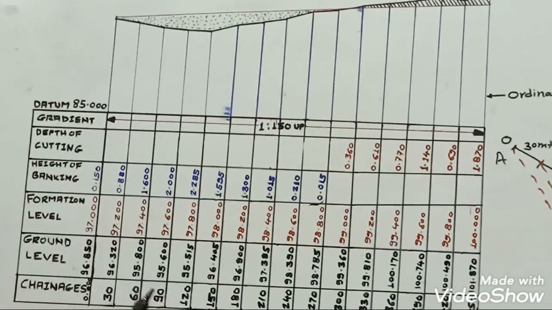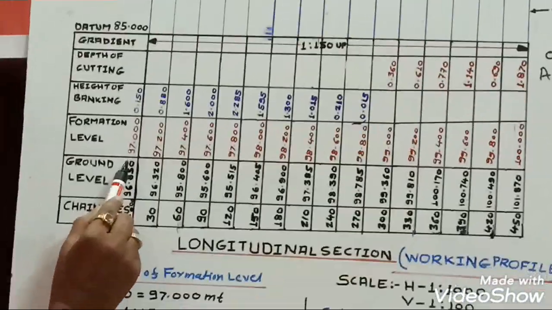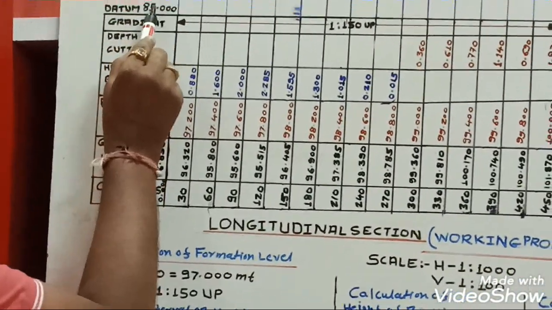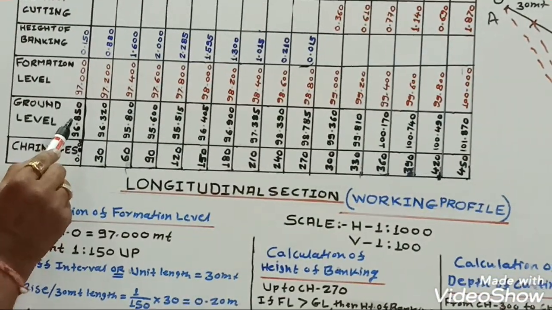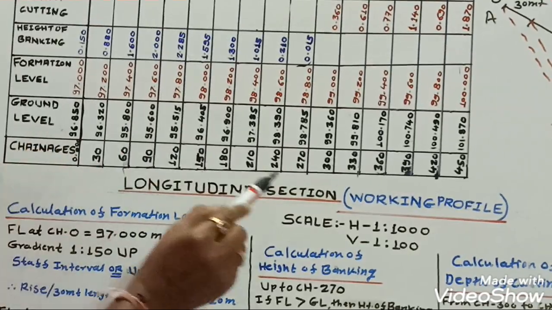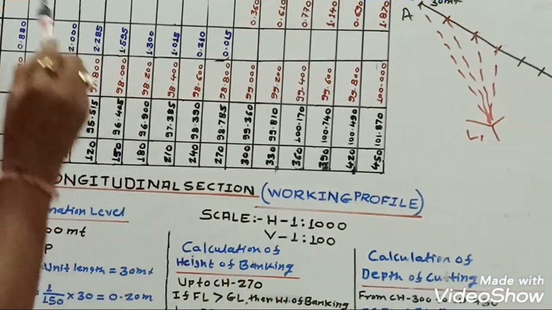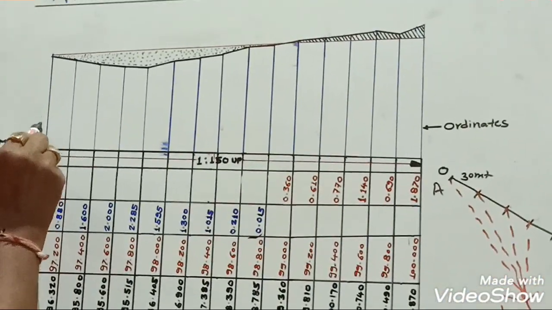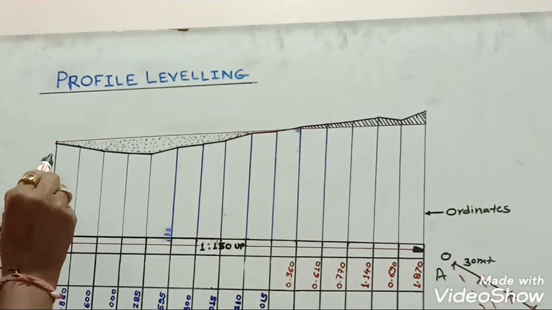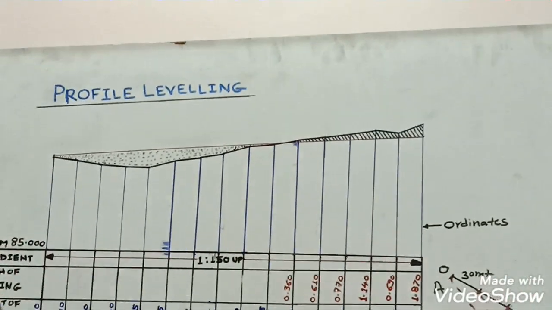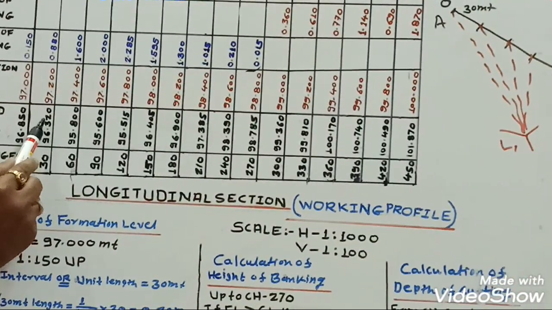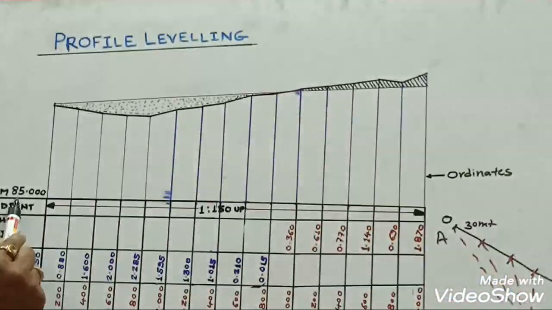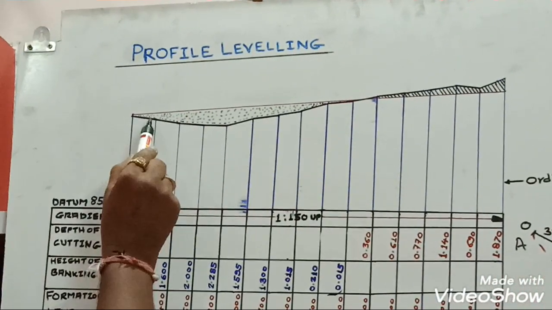For that, suppose this is 96.85 and the datum is 85, this value is deducted from this, then it comes to 11.85. Then according to this scale 1:100, this vertical distance is taken as 11.85 meter. Here this point comes. Then for the 30 meter chainage, this is 96.32. From this 85 is deducted, then this is 11.32.